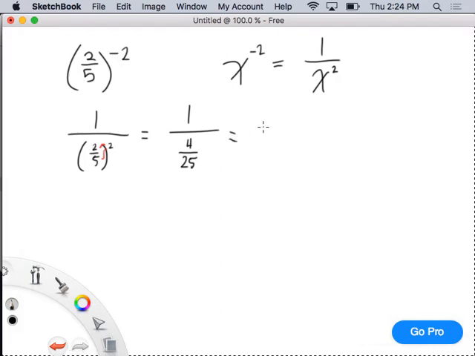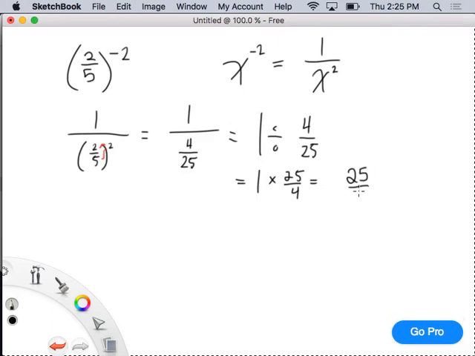Now the only thing left to do is I've got a fraction. That's a 4, thank you. I've got a fraction within a fraction, so I have to turn it into 1 divided by 4 over 25. And when I'm dividing fractions, I multiply by the reciprocal. So it becomes 1 times 25 over 4, or 25 over 4. Does that make sense?